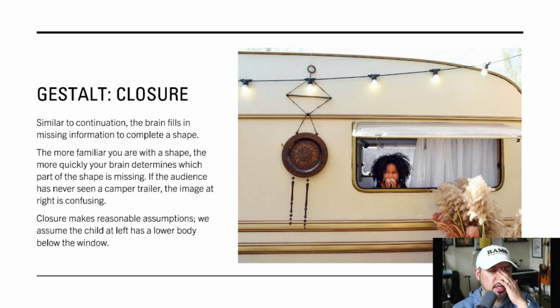Furthermore, you can only see the head and the hands of this girl. The idea of closure is that you understand that there is a lower half to her body. Perhaps there's not. She might be in a wheelchair, she might have something else, but from experience, you are familiar with what a human body looks like. You are familiar with how a young child might be giggling and looking out of a trailer window while they're camping or something like that. So you can make an inference to assume the rest of that lower body is below that window.